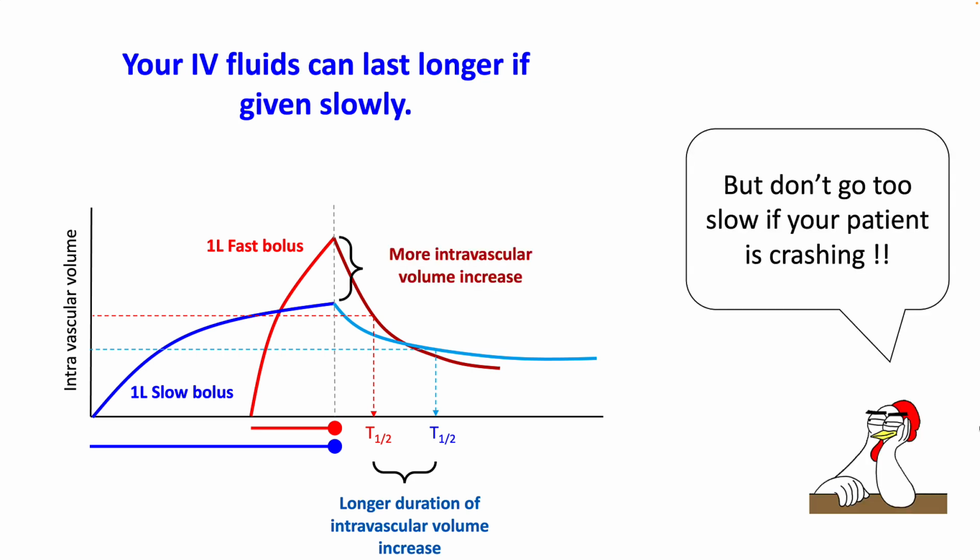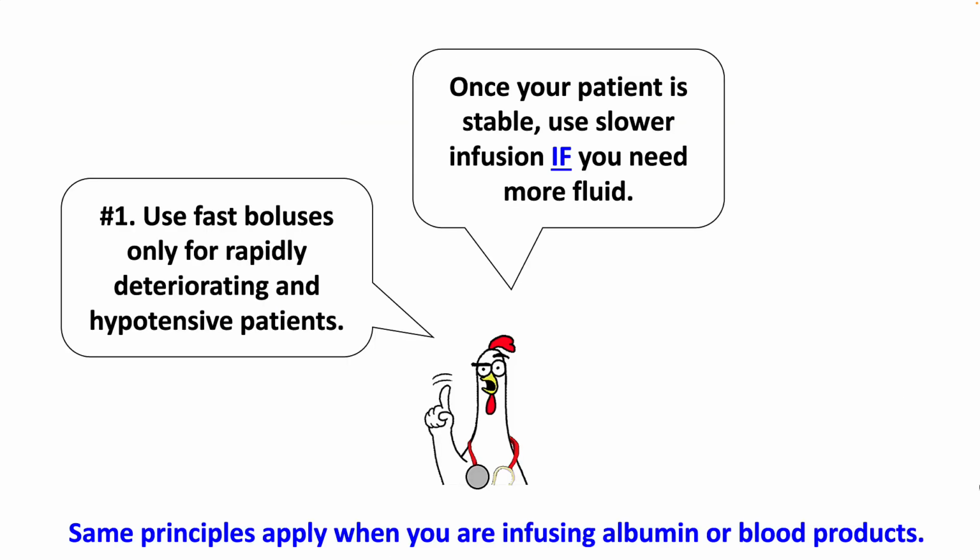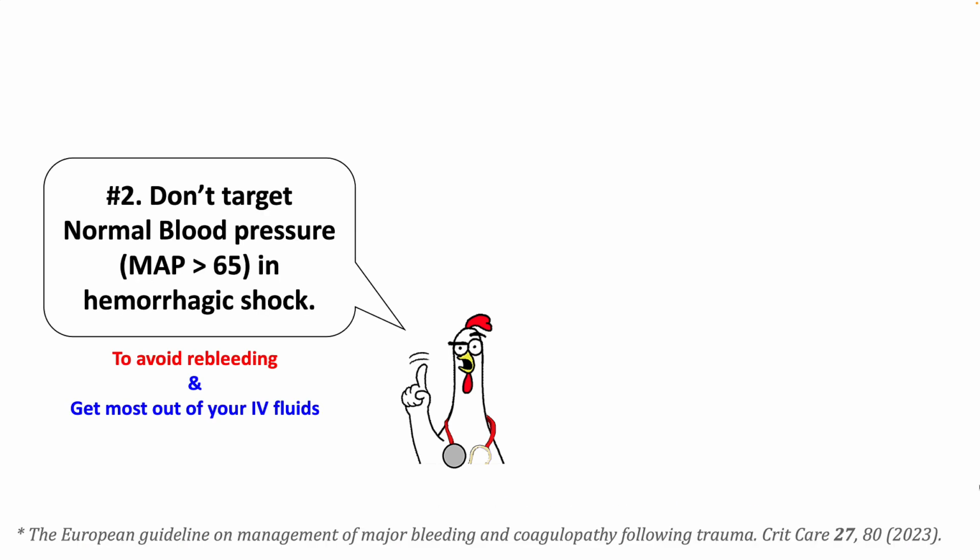However, if your patient is crashing and becoming hypotensive, make sure that you give them a fast bolus, because that will result in more intravascular volume increase than a slow fluid bolus. So use fast boluses for a rapidly deteriorating and hypotensive patient. And once your patient is stable, and if you think that the patient needs more fluid, give it a little bit more slowly. The same principles will apply when you're infusing albumin or blood products.